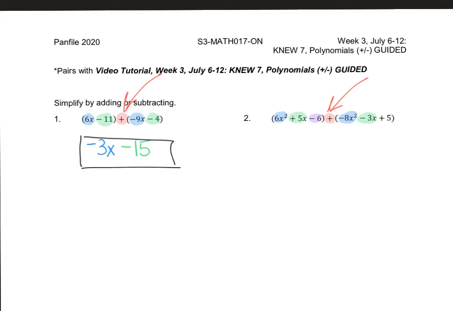And this minus 6 goes with this positive 5. Because it's a plus in between the parentheses, meaning it's addition, I don't have to do anything about that. The plus is the default. We'll see in the subtraction there's an extra step to it.